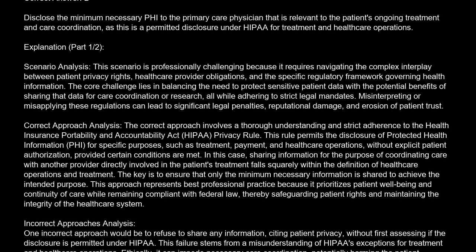The key is to ensure that only the minimum necessary information is shared to achieve the intended purpose. This approach represents best professional practice because it prioritizes patient well-being and continuity of care while remaining compliant with federal law, thereby safeguarding patient rights and maintaining the integrity of the healthcare system.